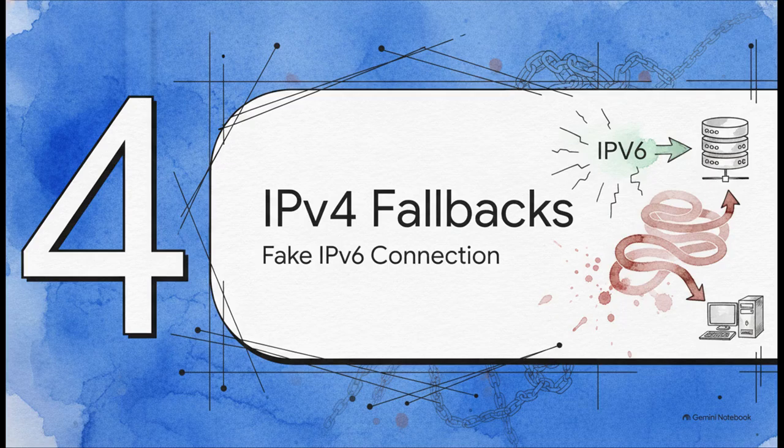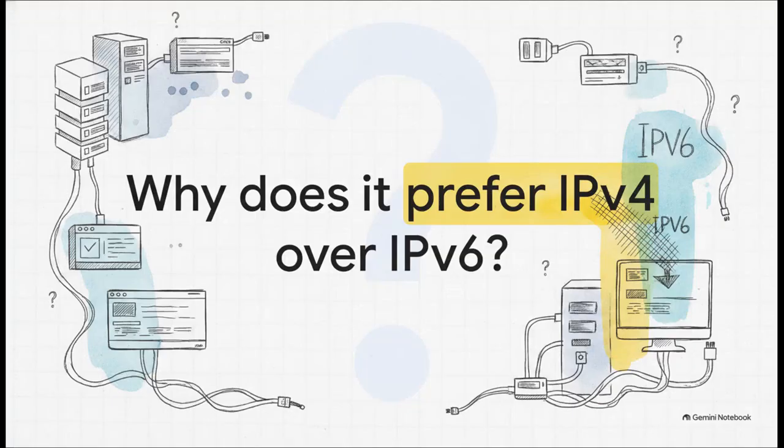Section 4, Fix Unexpected IPv4 Fallbacks, the fake IPv6 connection. I want you to frame this mystery in your mind for a second. IPv6 is actively being advertised to the endpoint. The machine gets the message, maybe it even configures an address.